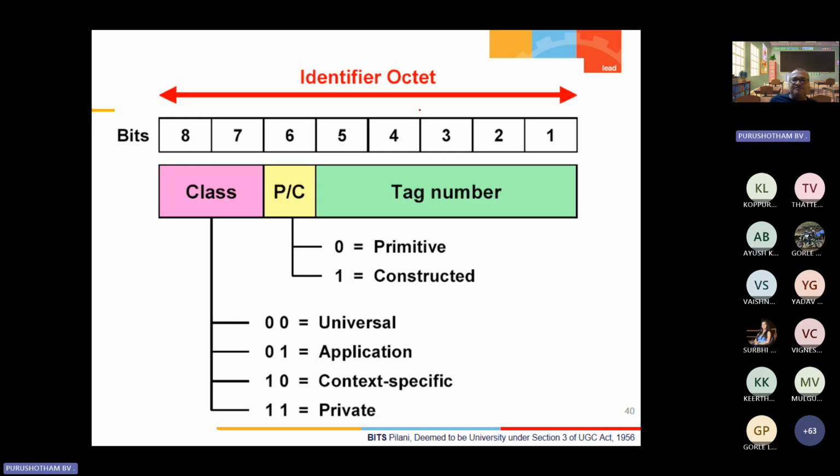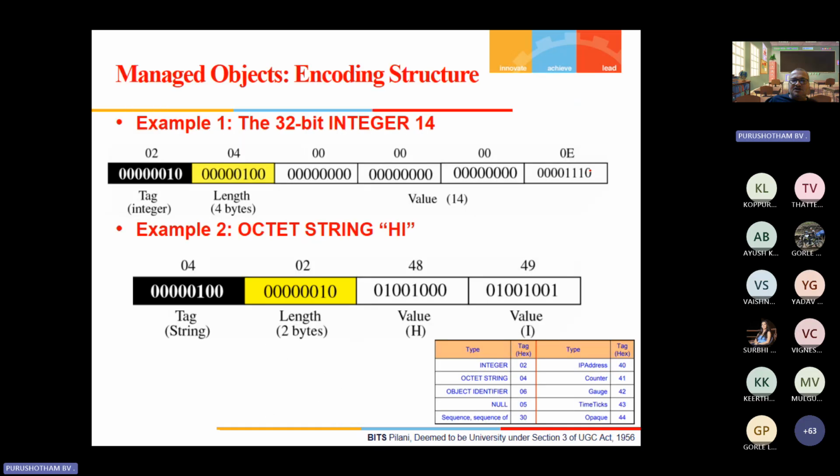For example, say class could be universal or application, context specific, private, primitive or constructed, followed by the tag number. That's the identifier object. Here are some numericals.